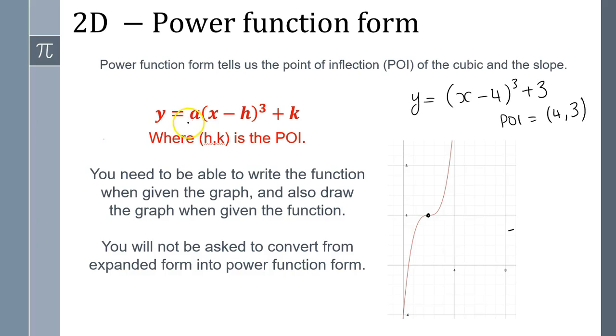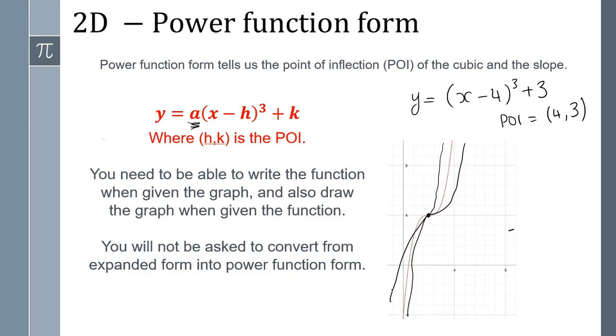This a here gives you the slope. So this one at the moment has a slope of 1, so a is 1. If the slope was, say, 2, it would be steeper. So same point of inflection, just a bit skinnier. If a was, say, a half, it would be a bit wider. So same point of inflection each time, but it just affects the slope.